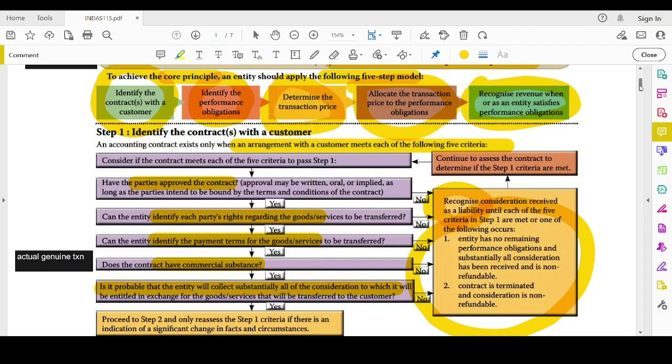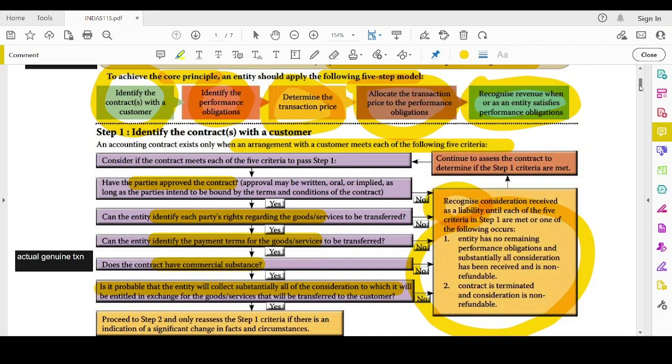Have the parties approved the contract? Approval here could be an oral approval, a written approval, or an implied approval, as long as the parties intend to be bound by the terms and conditions of the contract. A written agreement could be like we have a stamp paper and we both sign and approve it.